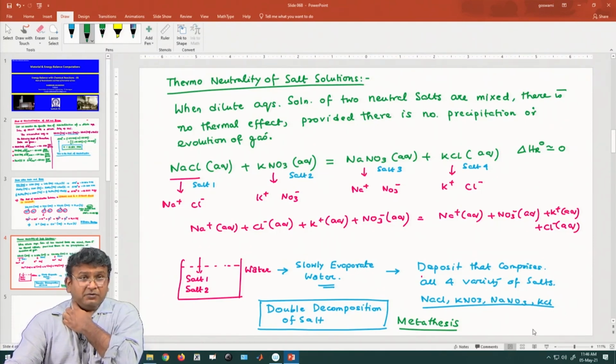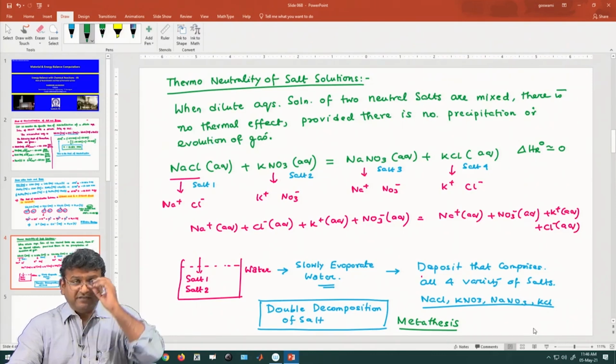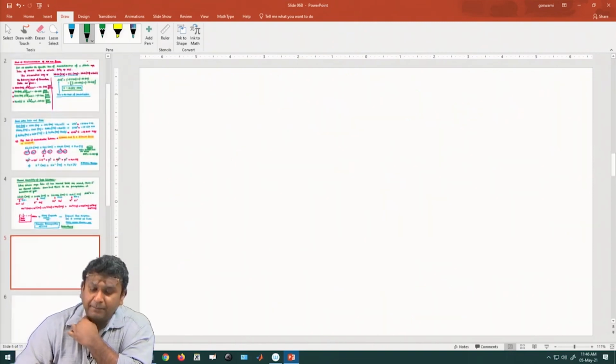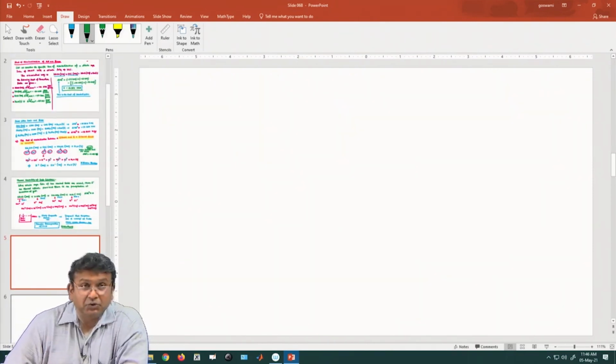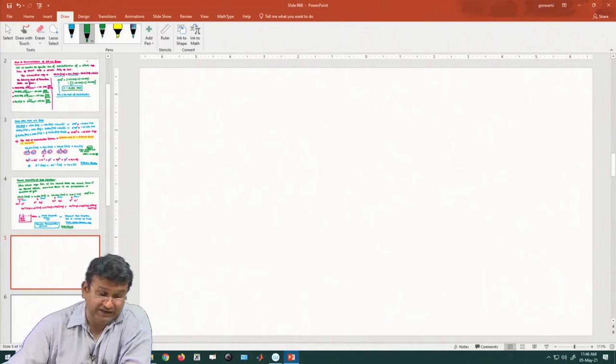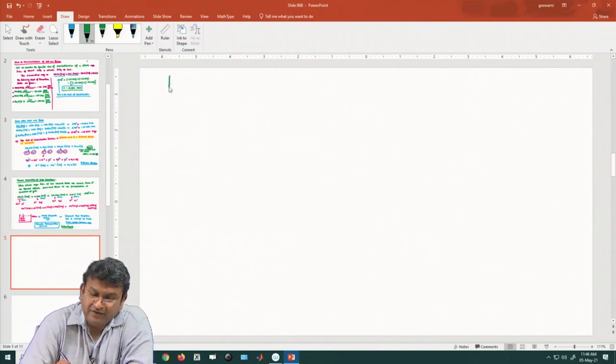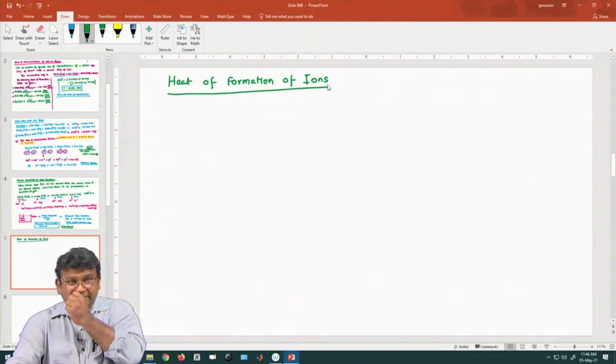So, we have learnt about heat of neutralization between acids and base, and we have also learnt about the thermoneutrality of salts. Now, what I am going to pick up, and if I am unable to finish it in this particular class, we will continue till the next class, is a hypothetical concept, very useful concept, which is known as the heat of formation of ions.